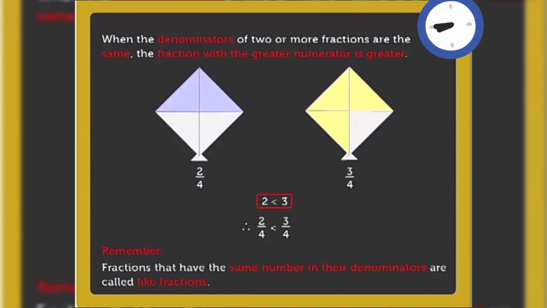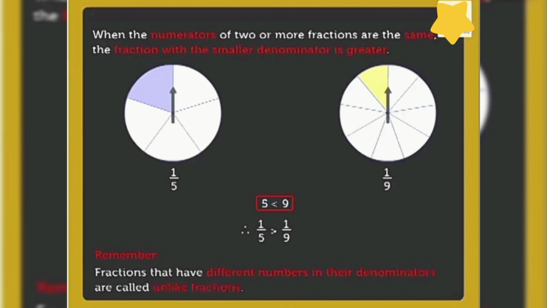Okay, so now see the rules of comparing fractions. The first rule is when the denominators of two or more fractions are the same, the fraction with the greater numerator is greater. Okay, remember fractions that have the same number in their denominators are called like fractions. So the next rule is when the numerators of two or more fractions are the same, the fraction with the smaller denominator is greater. Okay? Remember, fractions that have different numbers in their denominators are called unlike fractions.